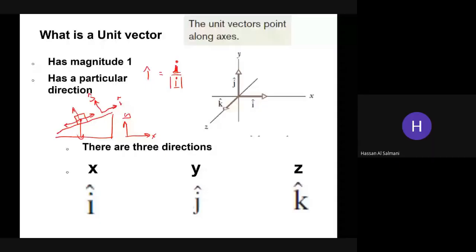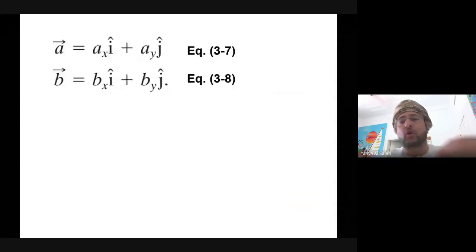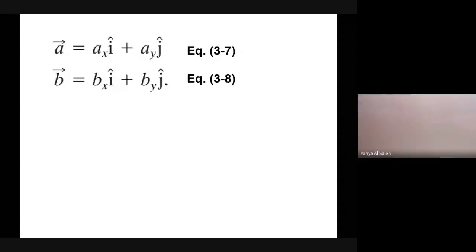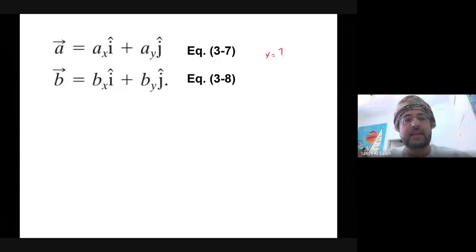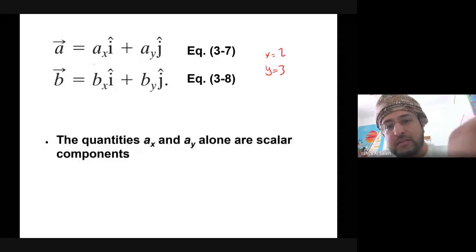Yes. Okay. So in this course, we will mainly use it with X, Y, Z, but they're actually much more powerful than that. So we take any vector, and instead of before we wrote X equals 2, Y equals 3, now we write A equals 2I plus 3J. And it's known that I is with X, J is with Y. That's it.